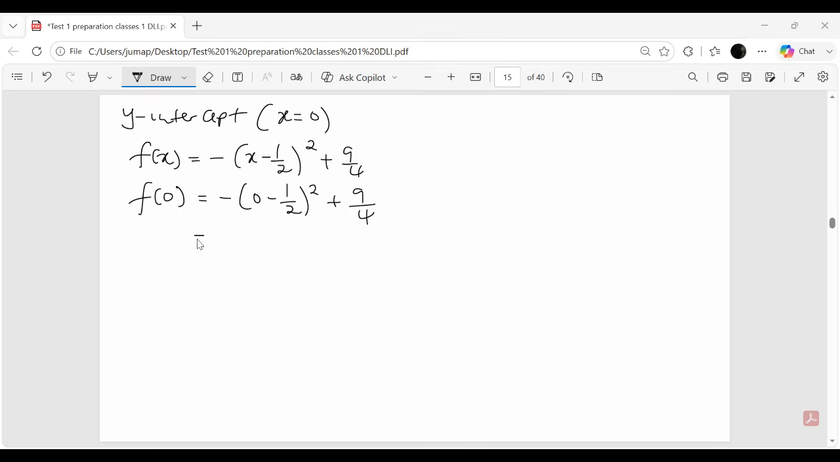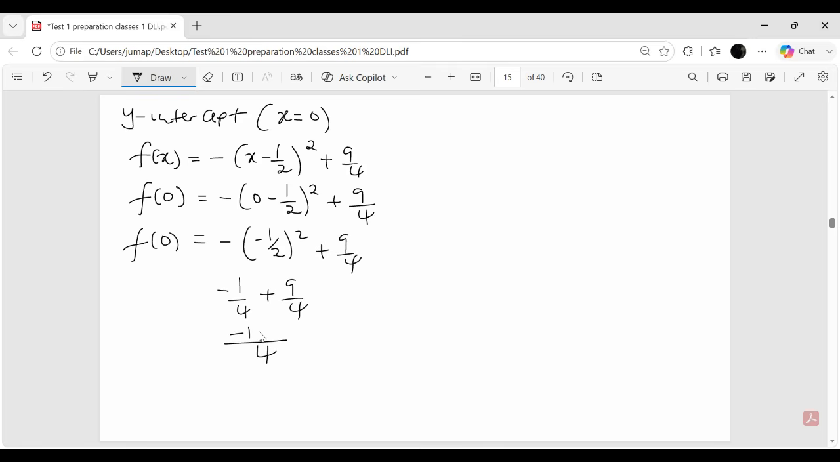Then f of 0 will be equal to negative (negative 1/2) squared plus 9/4. Negative 1/2 squared is 1/4, so this is going to be negative 1/4 plus 9/4, where the common denominator is 4, then negative 1 plus 9 gives us 8 over 4. As a result, it gives us 2. So the coordinates are (0, 2).